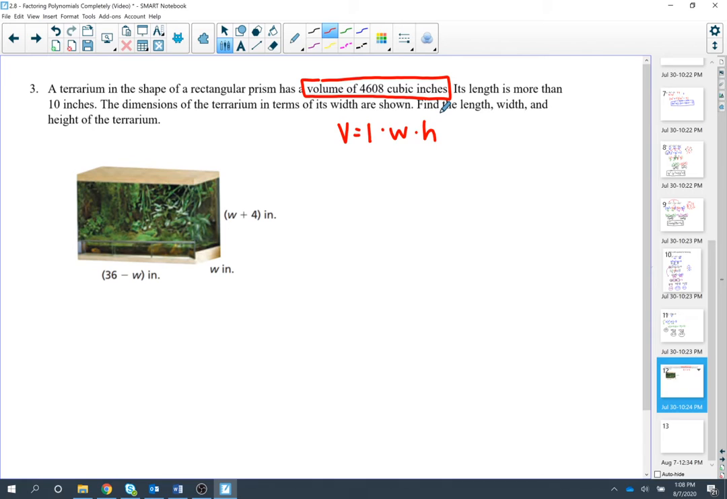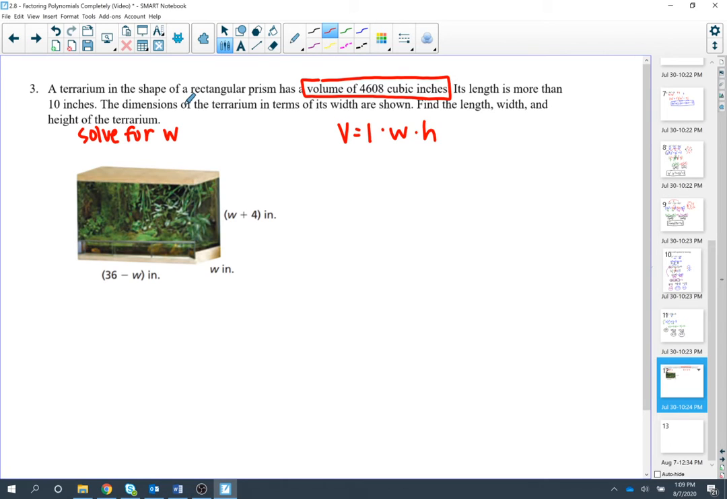And the dimensions are shown. So the length looks like 36 minus W, the width looks like W, and the height looks like W plus 4. Find the length, the width, and the height. Meaning, solve for W, because if we find W, then we can substitute it in and find all those things.